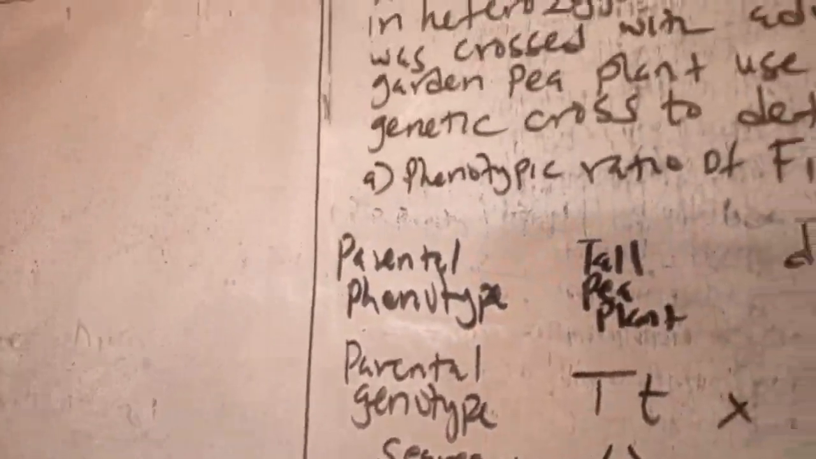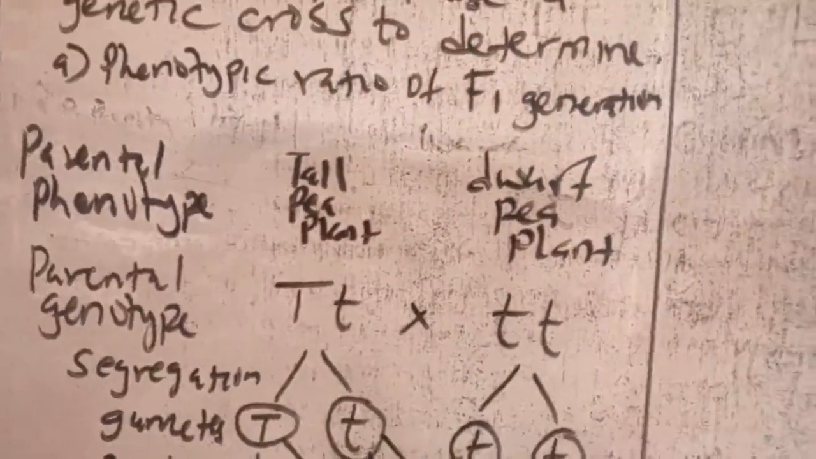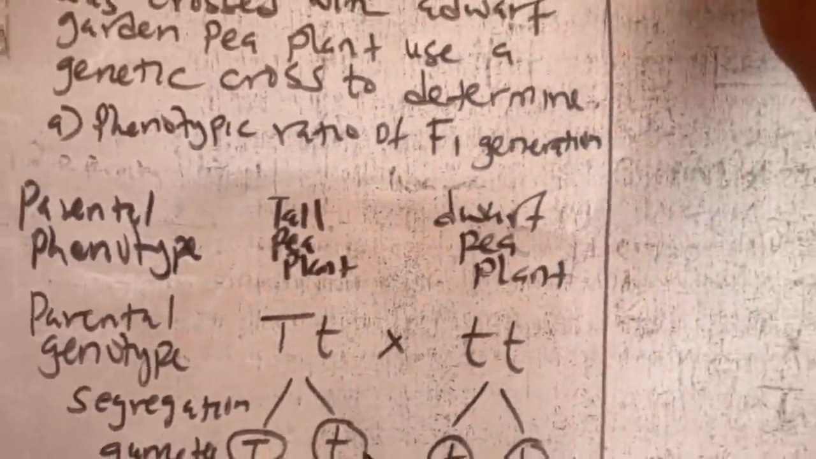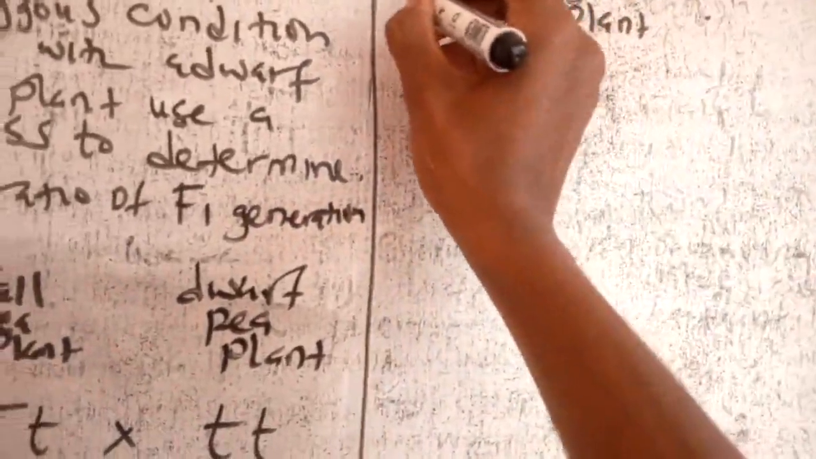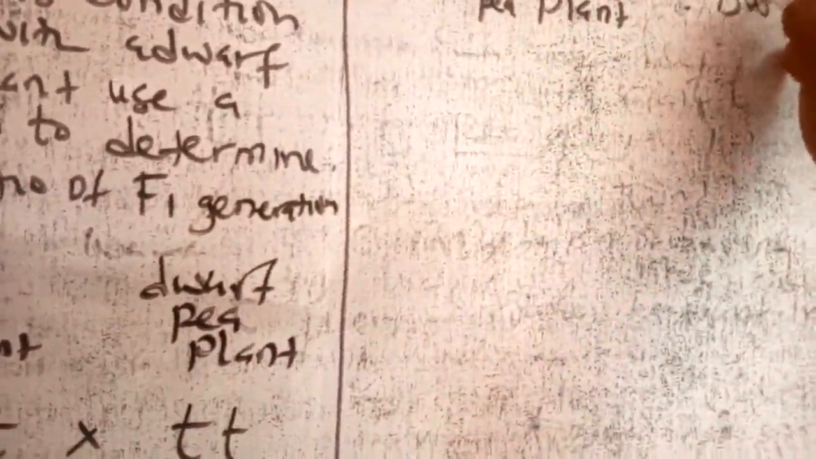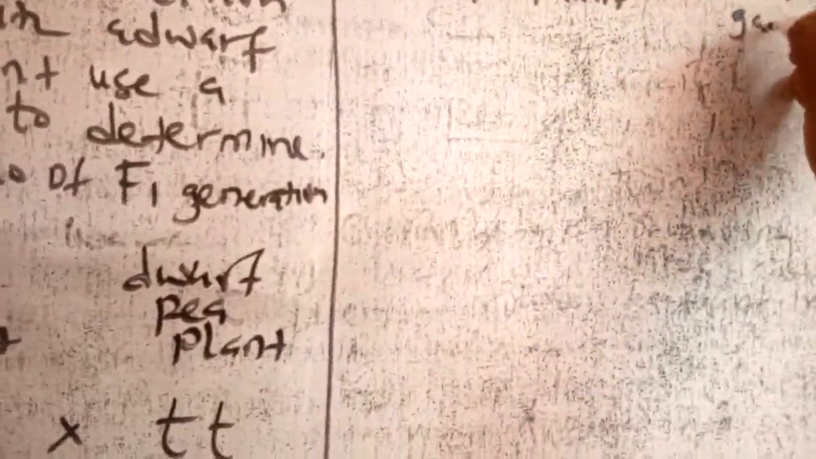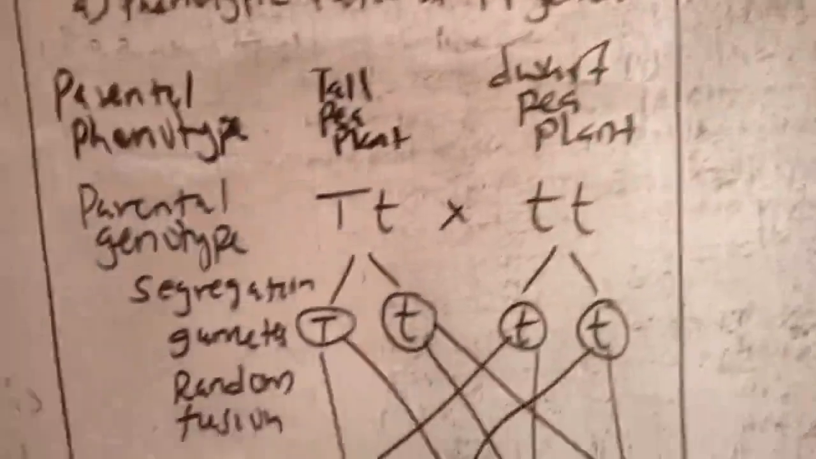And as far as outward appearance is concerned, that is the first part, phenotypic ratio. So you will talk of tall garden pea plant is to what? Is supposed to be equal to tall garden pea plant is to dwarf garden pea plant. And therefore, you just count how many talls.